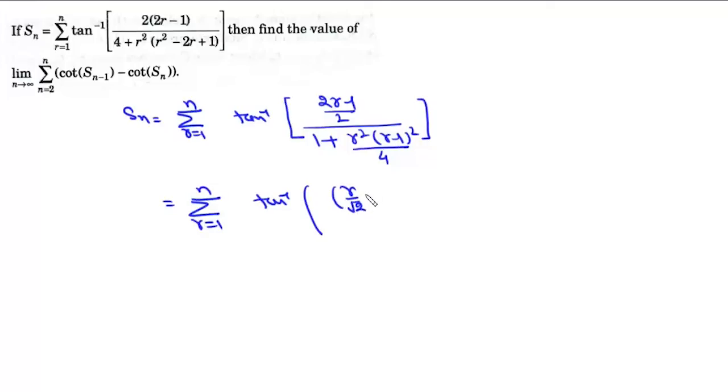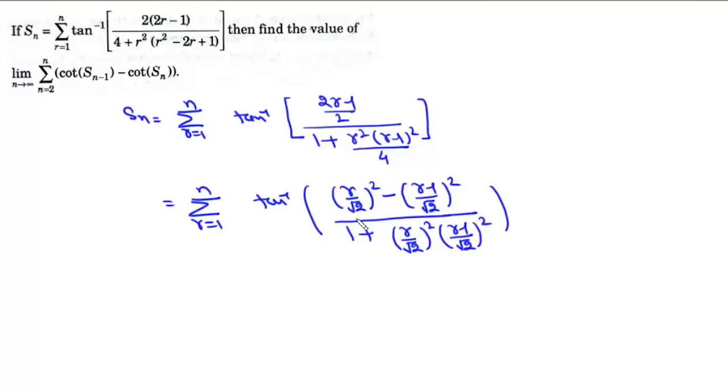r by root 2 square minus r minus 1 by root 2 square, and here it will be 1 plus r by root 2 square and r minus 1 by root 2 whole square. Now this is tan inverse x minus y upon 1 plus xy. So we can write this as this summation r varies from 1 to n tan inverse r by root 2 square minus tan inverse r minus 1 by root 2 square.